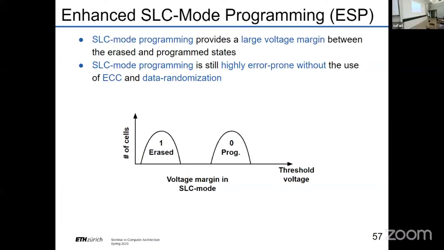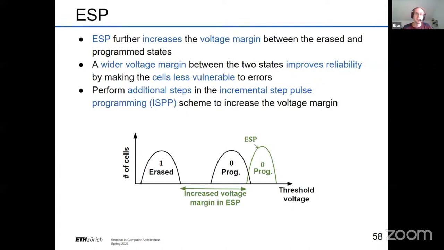So here we have a picture of some statistics of a flash cell. The number of cells is on the y-axis, and the voltage is on the x-axis. If we have programmed cells, they will be around here. And if we have erased cells, they will be around here. So you can think of these as distributions. And this system is really prone to errors. In normal flash cells, there is usually data randomization and ECC used to mitigate these problems. But ESP further increases this voltage margin. So here you can see the new distribution of programmed cells, and you can see it's further away from the erased cells.